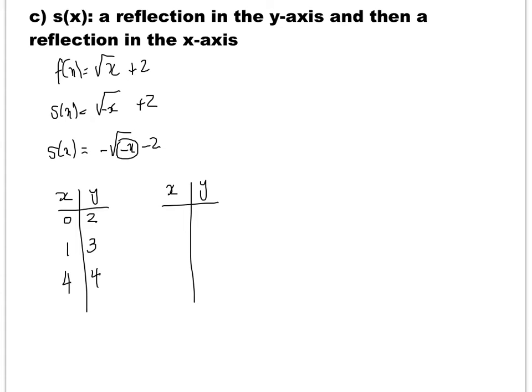So we can assign values like negative 4, negative 1, and 0. So if x is negative 4, then negative negative is positive, square root of positive 4 is 2, negative 2 minus 2 is minus 4. If x is negative 1, negative times negative 1 is positive 1, square root of 1 is 1, negative 1 minus 2 is minus 3. If x is 0, square root of negative 1 times 0 is square root of 0, which is 0, and this one is going to give me negative 2. Now let's plot this one.